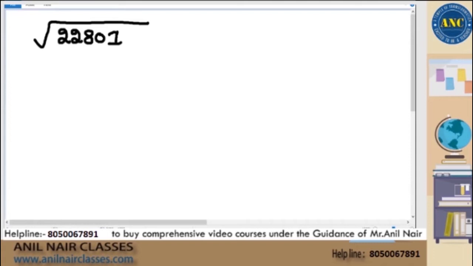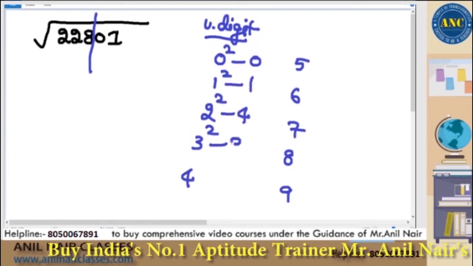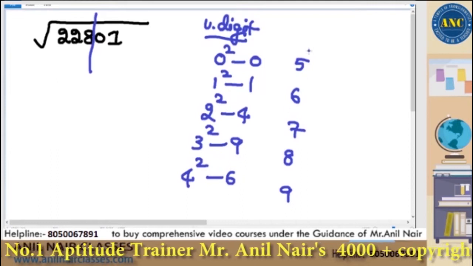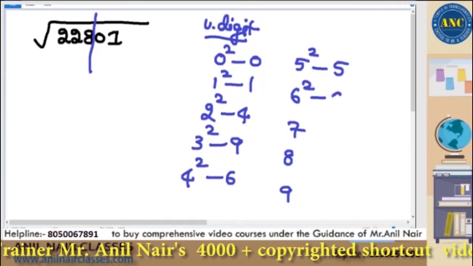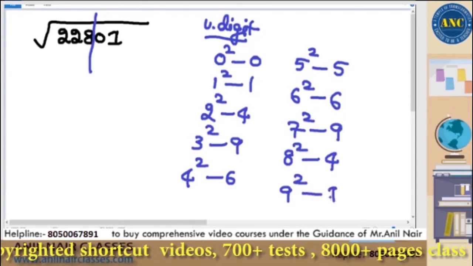Root of 22801. Listen carefully to every concept. Keep a slash after 2 digits. Now the unit digit will be 0, 1, 2, 3, 4, 5, 6, 7, 8, 9. 0 square is 0. 1 square is 1. 2 square is 4. 3 square is 9. 4 square is 16. 5 square is 25. 6 square is 36. 7 square 49. 8 square 64. 9 square 81.